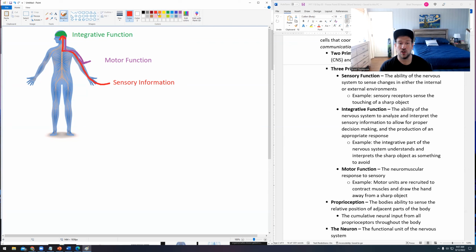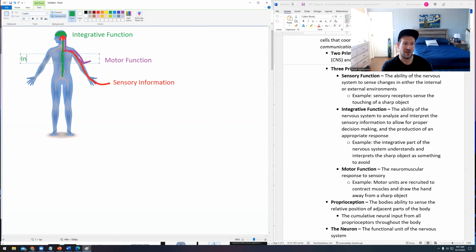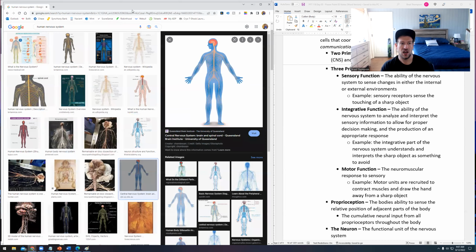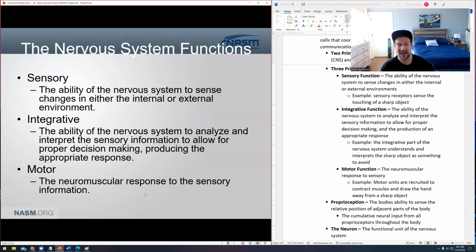Now, by the way, you can also have integrative function at the spine as well, right? Obviously, in really intense reflexes, for instance, we can also have integrative function there as well. Well, that's impossible to read. So we'll go like this. We'll put this here. Let's just go like that. So integrative function can happen in both of those places. So those are the three primary functions of our nervous system. That's how it's actually going to operate.